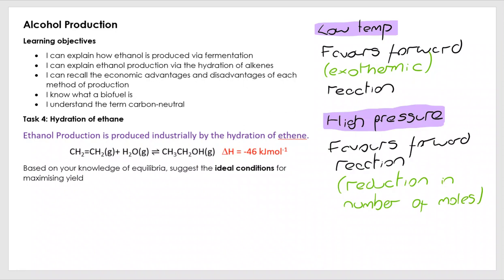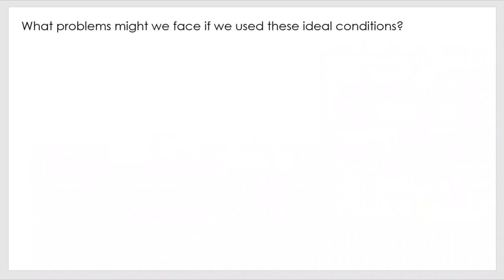We'd also want a high pressure, and the high pressure is because I've got 2 moles on the left going to 1 mole on the right. So increasing pressure will favour the reaction that leads to a reduction in the number of moles.